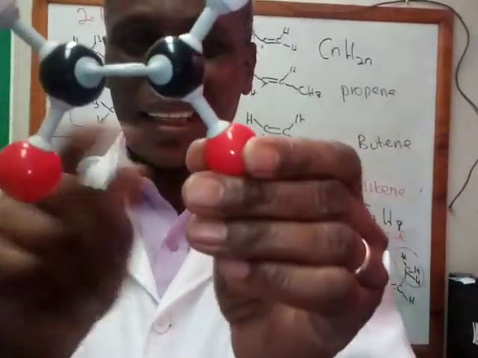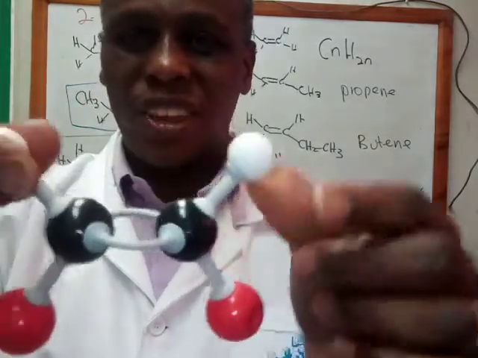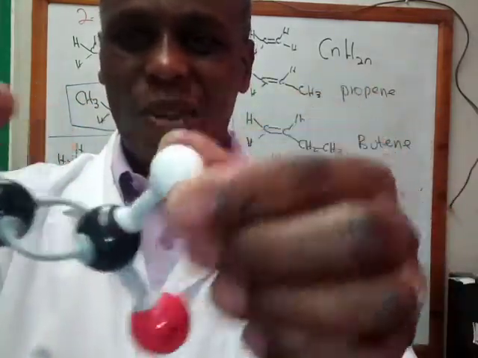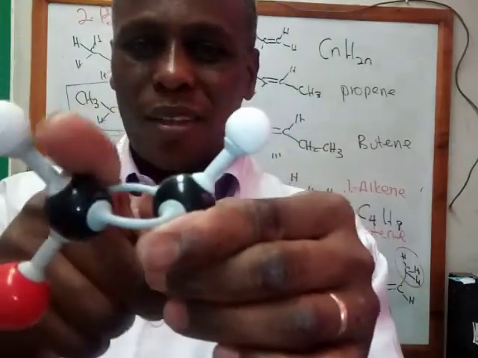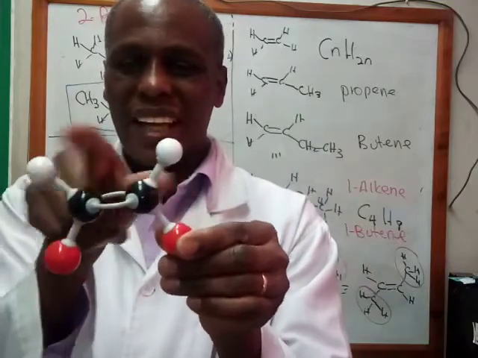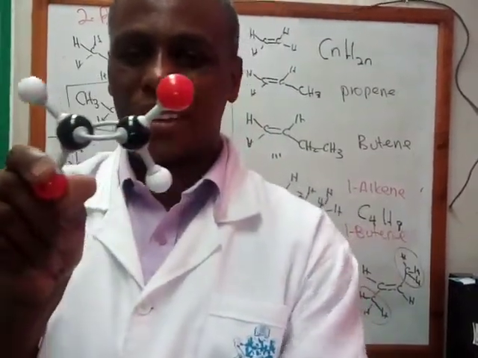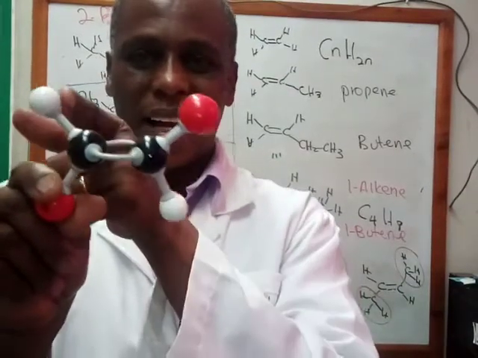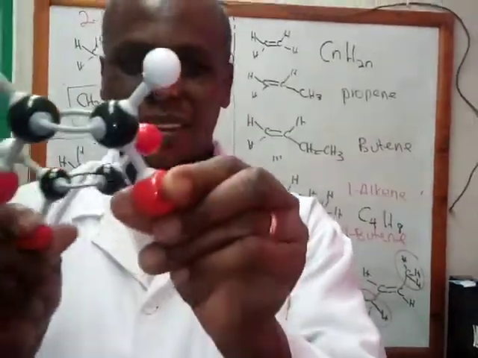In this case, here is your double bond, and then the two hydrogens, they are on the same side. They are on the same side of the double bond. Can you see here? Okay, let me move a little bit here. The two hydrogens, they are on the same side. And in this case, the two hydrogens are across the double bond. This is on the same side of the double bond.